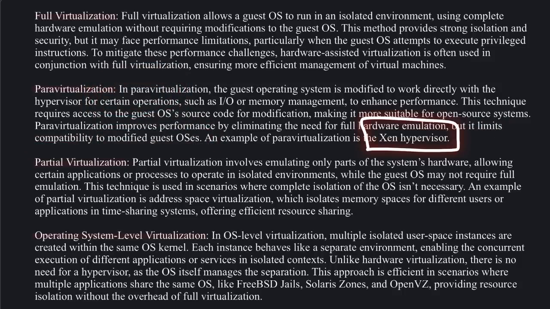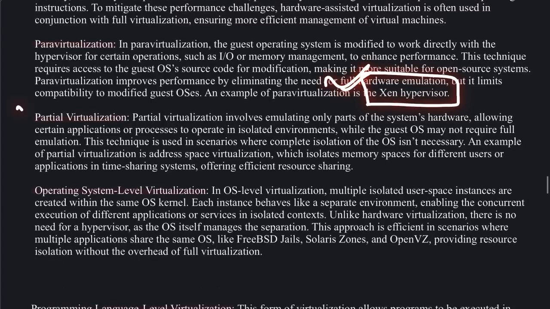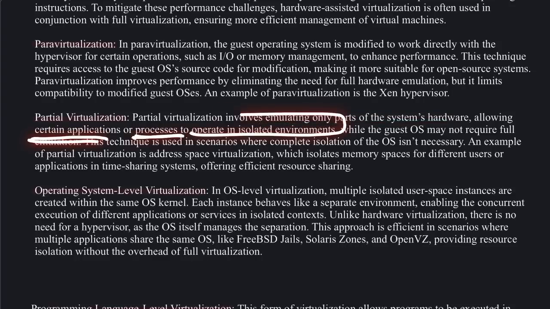Example is Xen Hypervisor. We'll look into Xen Hypervisor further. Then we have partial virtualization. In partial virtualization, you are emulating only some parts of system hardware, thereby allowing only certain applications or processes to operate in the isolated environment. While the guest operating system may not require full emulation, that's why we go up with partial virtualization. So this technique is used in scenarios where complete isolation is not necessary.